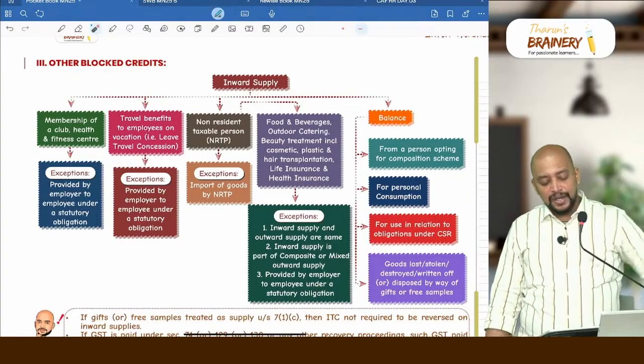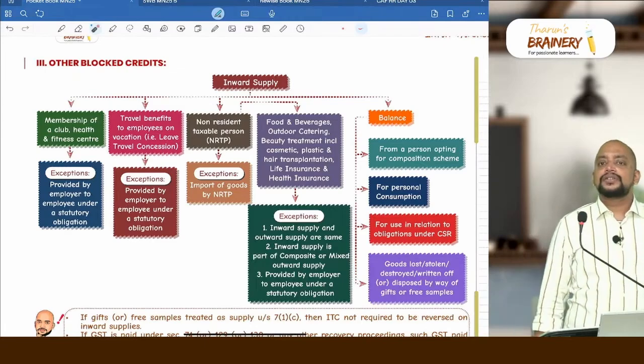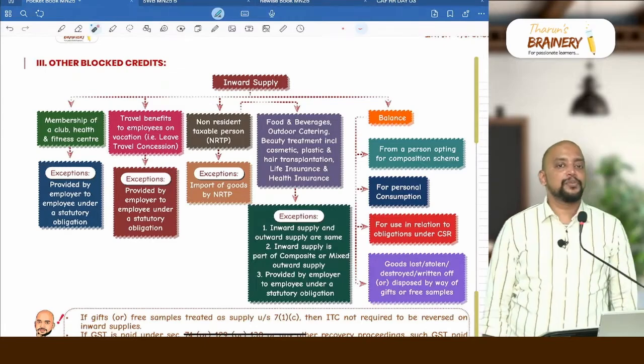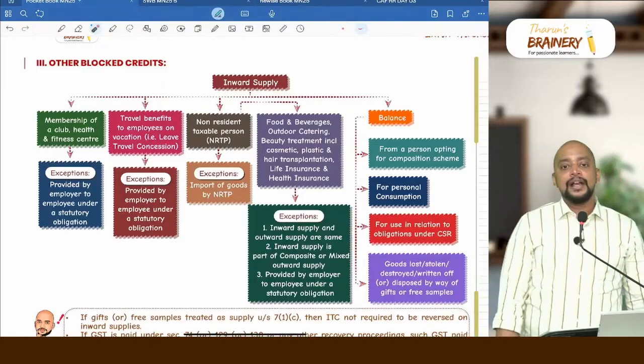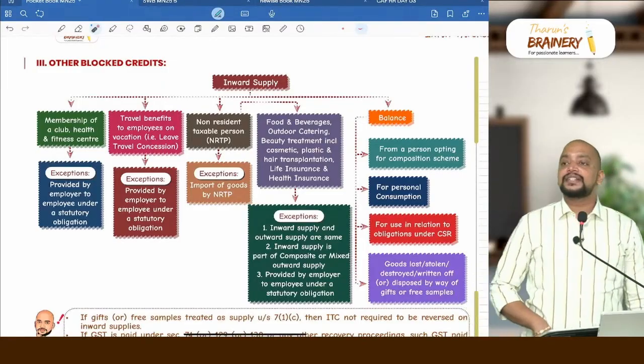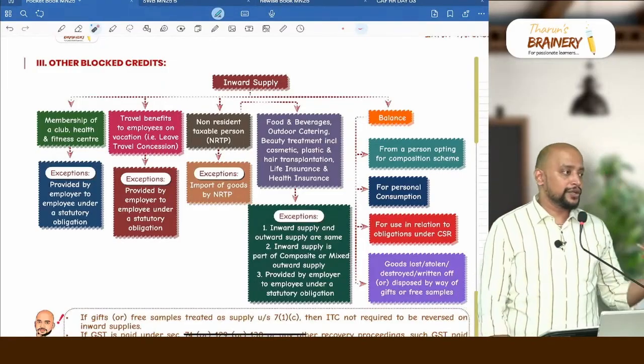Then next, travel benefits to employees on vacation. So this, employees on vacation, is a blocked credit. What if the employees are going on a business visit? ITC is available. Again, we have an exception here if it is under a statutory obligation by employer to employee.